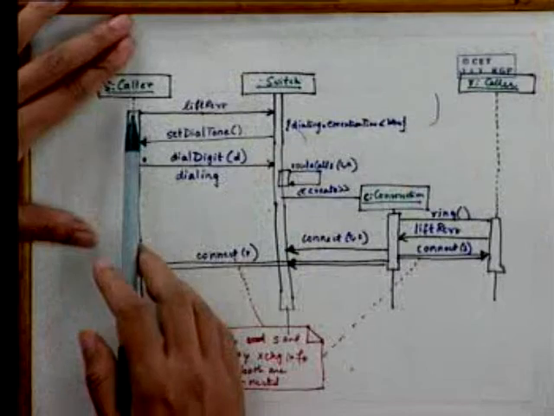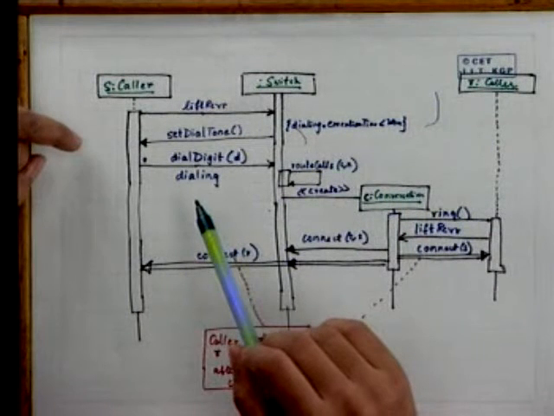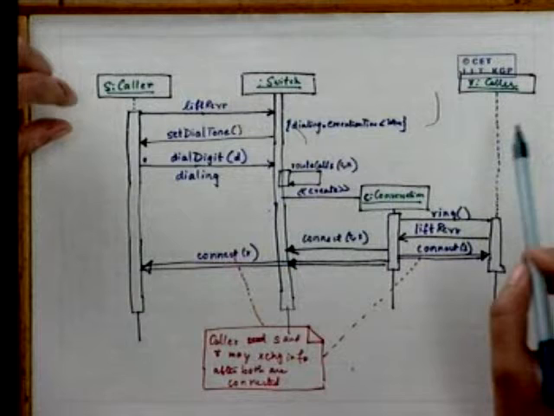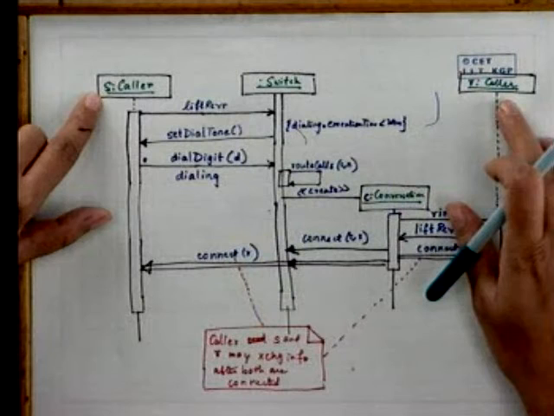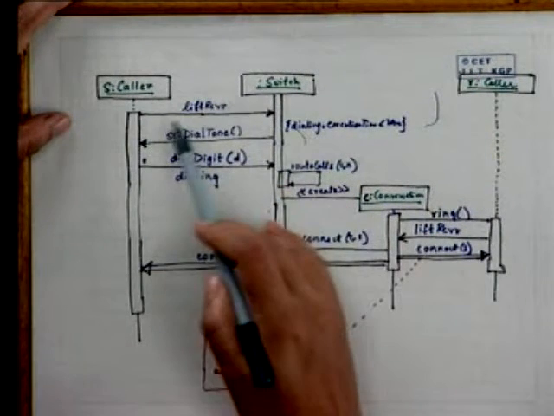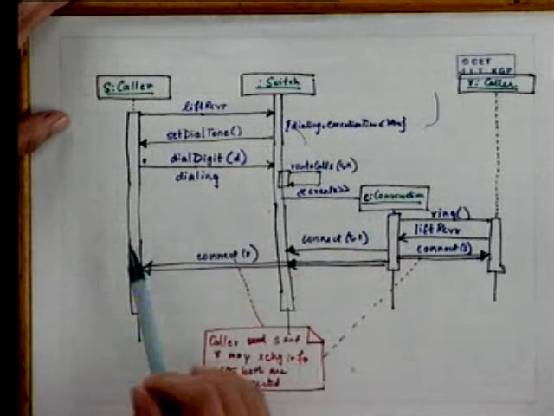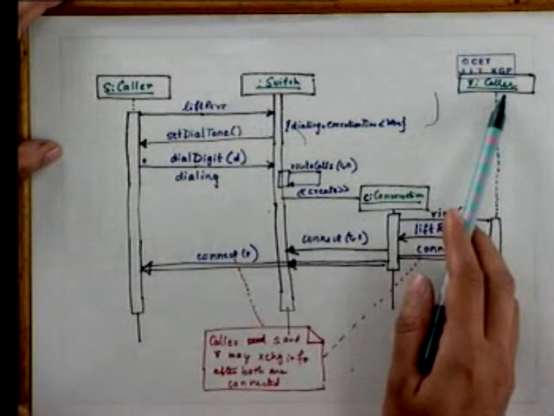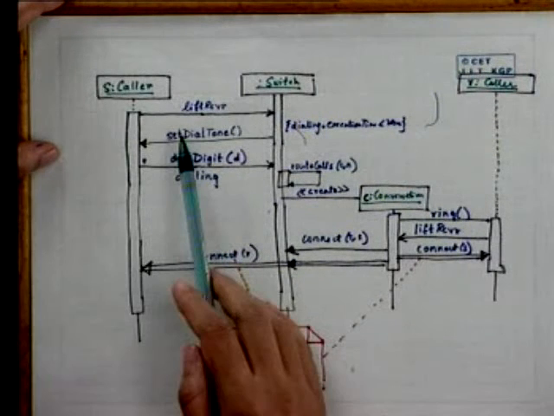So let us illustrate this by looking at another sequence diagram. This sequence diagram is for a system which involves a telephone call between a caller S and a caller R. So these are the two objects, caller S and caller R, and there is also a switch object which makes this telephone call feasible. After we have identified these three objects, we draw the lifeline of these objects.